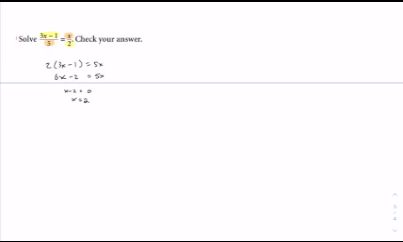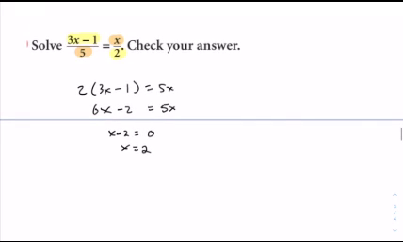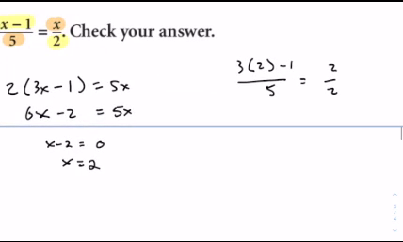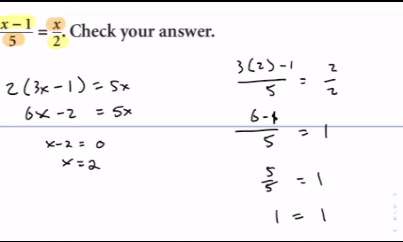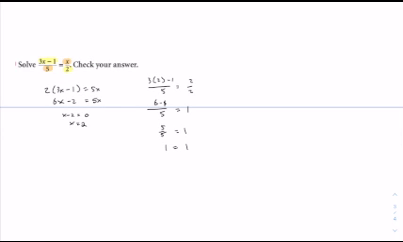You can also check this answer by plugging it into the equation, like so. 3 times 2 minus 1 over 5 is equal to 2 over 2. And this would be 6 minus 1 over 5, is equal to 1. 5 over 5 is 1, and then 1 equals 1. So that means x is equal to 2, and that the equation is true.